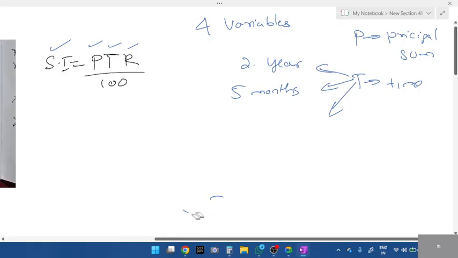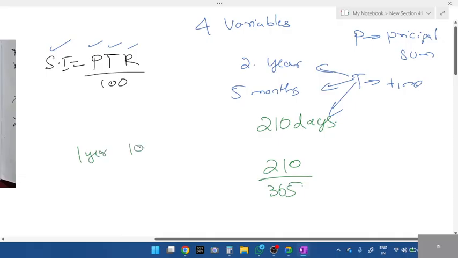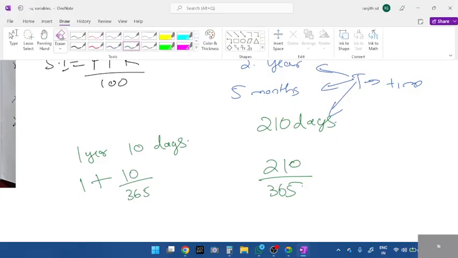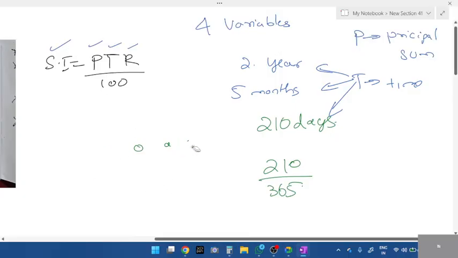The next we have is number of days, students. If it is 210 days, how do you convert into years? 210 divided by, 1 year has how many days? 365. If they give 1 year 10 days, how will you convert this? You'll keep 1 year as it is plus 10 days. How do you convert 10 days? 10 divided by 360. Take LCM and solve. These are the different types of time questions you'll get, time period.